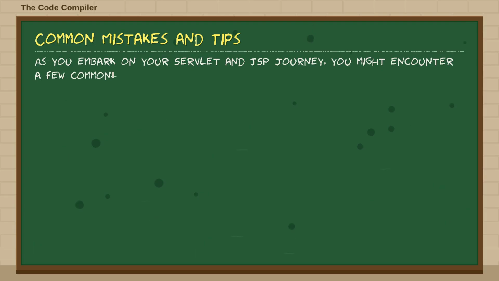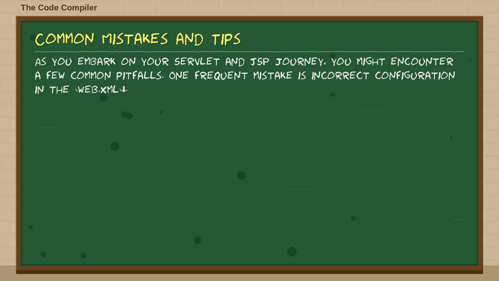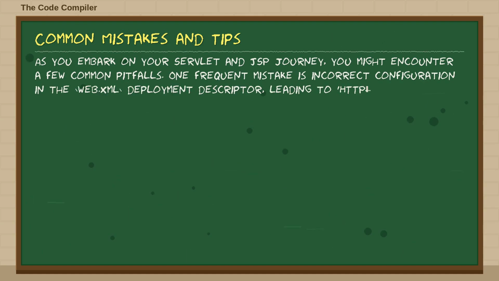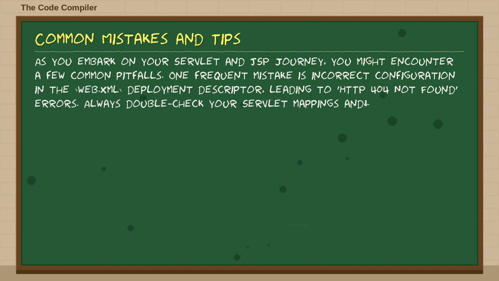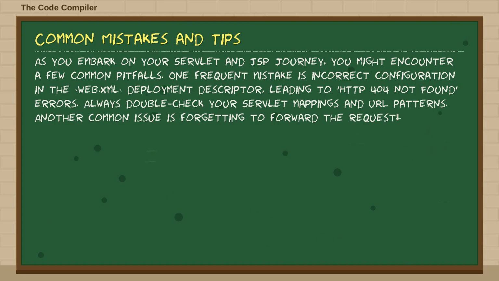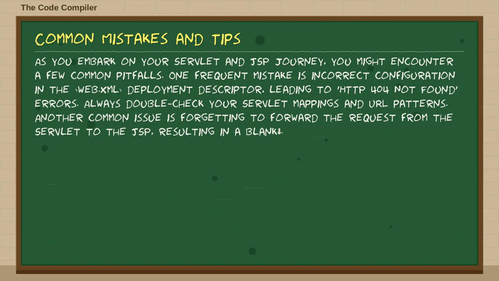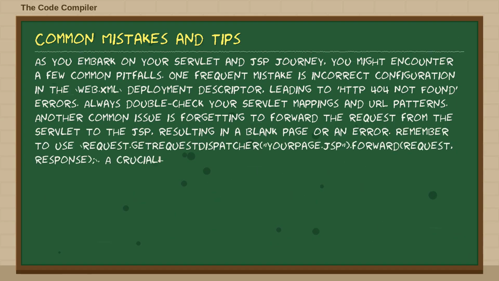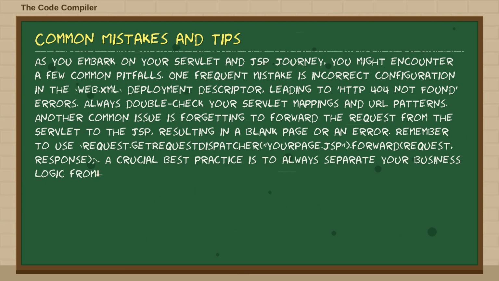One frequent mistake is incorrect configuration in the web.xml deployment descriptor, leading to HTTP 404 not found errors. Always double-check your servlet mappings and URL patterns. Another common issue is forgetting to forward the request from the servlet to the JSP, resulting in a blank page or an error. Remember to use request.getRequestDispatcher("your page.jsp").forward(request, response).